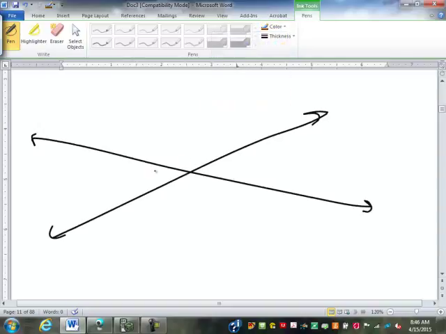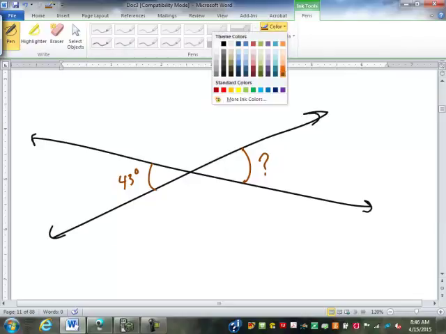Here's the one that Cody was thinking about before, I'm sure. That angle is 43 degrees. Can I find this one over here? 43 degrees. Why? Because they're the exact same angle. How do we know they're the exact same angle?